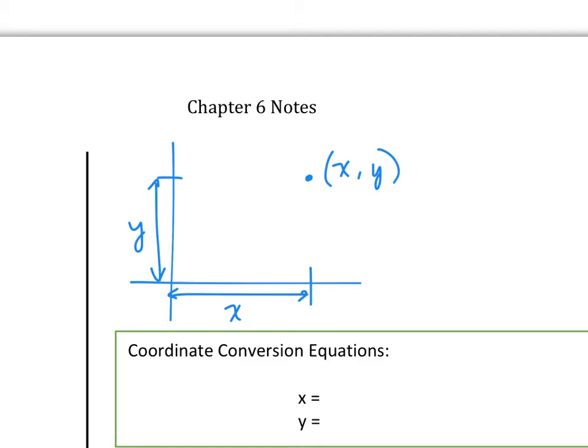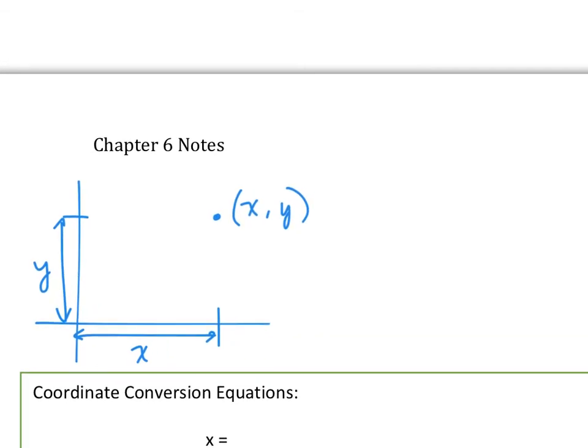So that is the 2D coordinate, and we call this coordinate system the rectangular coordinate because it kind of looks like a rectangle.